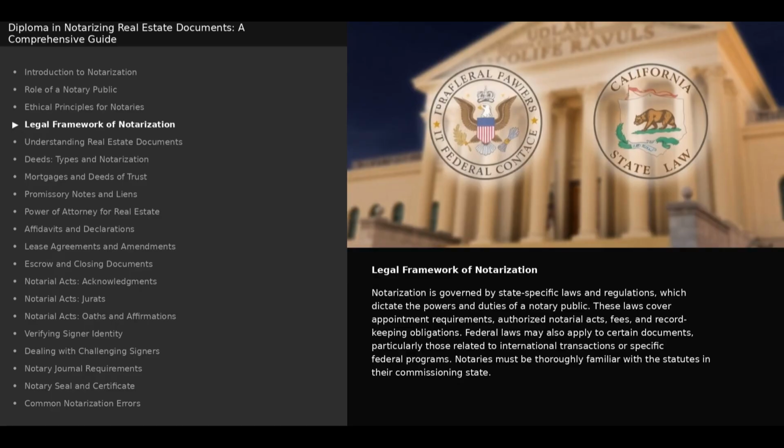Legal framework of notarization. Notarization is governed by state-specific laws and regulations, which dictate the powers and duties of a notary public. These laws cover appointment requirements, authorized notarial acts, fees, and record-keeping obligations. Federal laws may also apply to certain documents, particularly those related to international transactions or specific federal programs. Notaries must be thoroughly familiar with the statutes in their commissioning state.